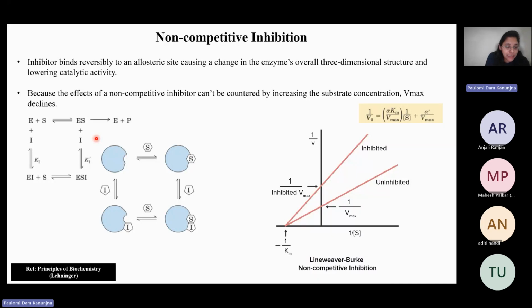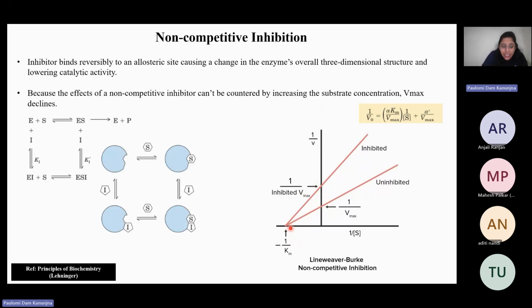So what happens on the kinetics is Vmax is decreasing, as you can see here. When the inhibitor binds to the enzyme, its structure is changing and it can no longer form the product, because its catalytic activity is lowering. So your Vmax is basically decreasing, right? This line is uninhibited. For the inhibited, your Vmax goes here. This point, 1 by Vmax, shifts upper, right?